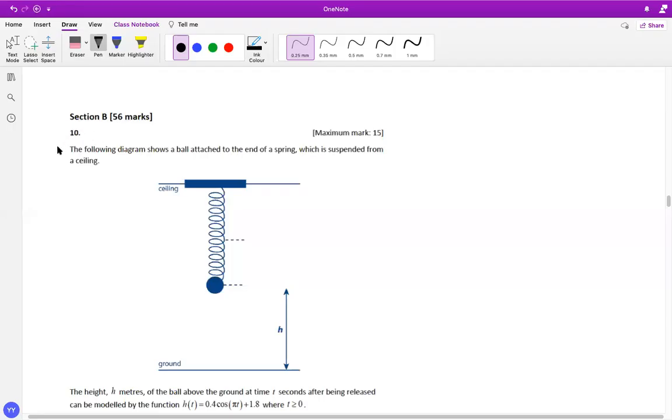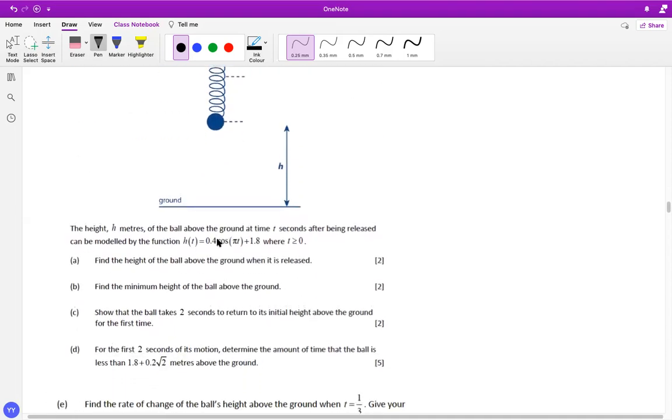So this is section B now. For the 10th question, they have given that there's a spring with a ball attached at the end, and the height can be modeled by 0.4 cos pi t plus 1.8. What you have to do is find the value when it was initially released. So find h of 0, that is 0.4 cos pi times 0 plus 1.8. Cos 0 is nothing but 1, so that's 0.4 plus 1.8, that's 2.2. So that's how you find the value.